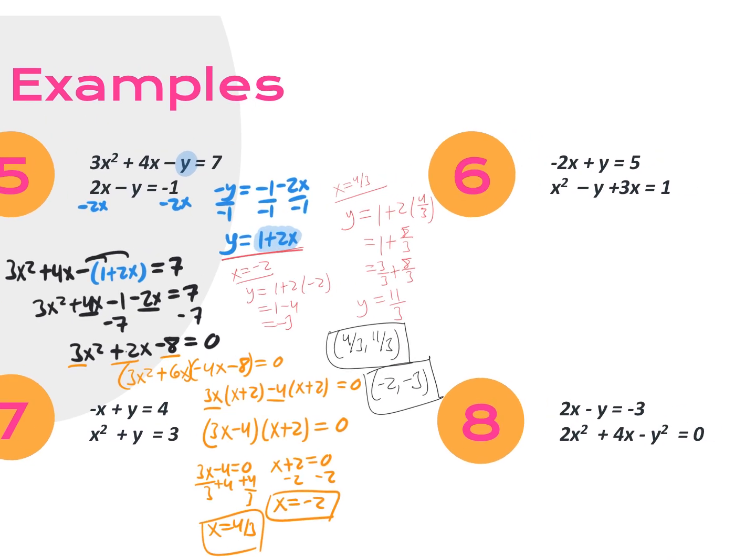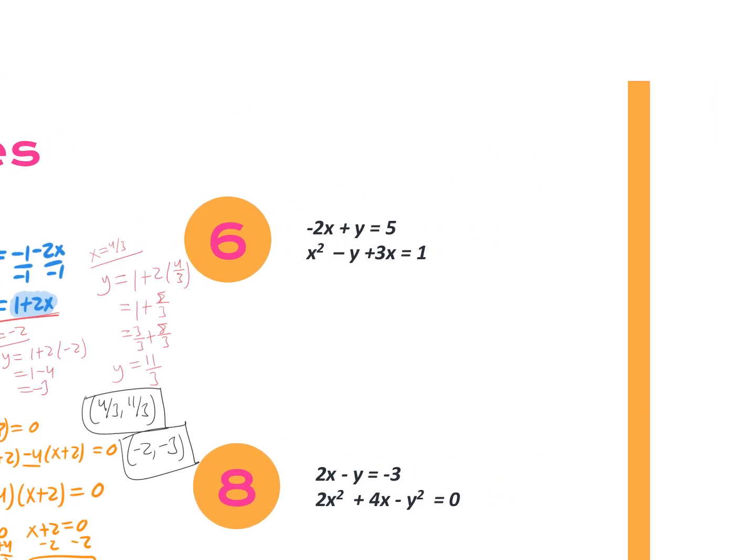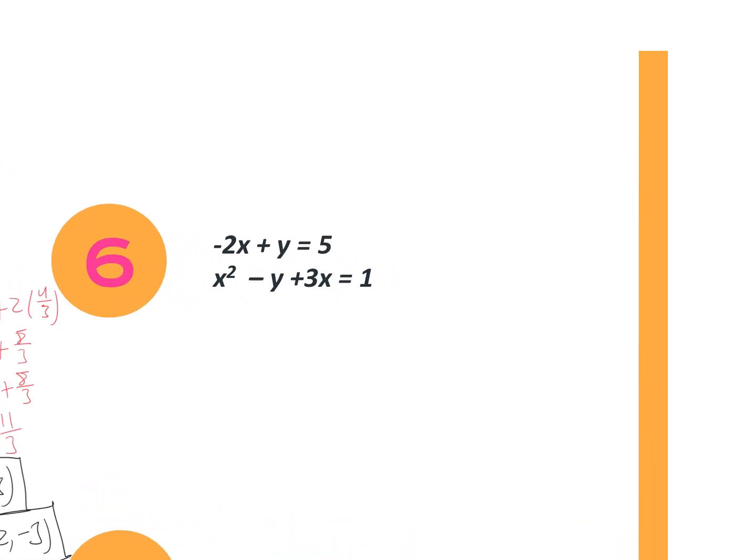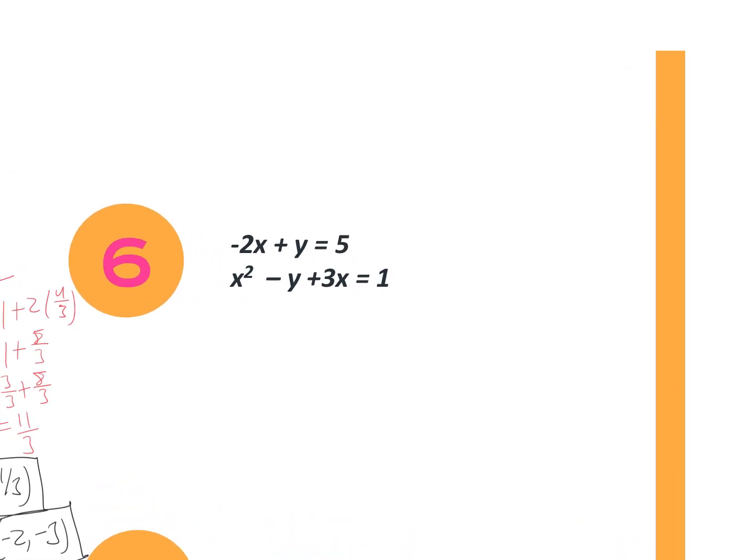All right. So let's finish up with this one. Once again, let's try to get one of our variables isolated. So I'm going to go ahead and in our first equation, I'm going to get the y by itself. It seems like that's easiest. So I'm going to add 2x on both sides, and I'm going to get y equals 5 plus 2x. And then 5 plus 2x we can substitute in our second equation.